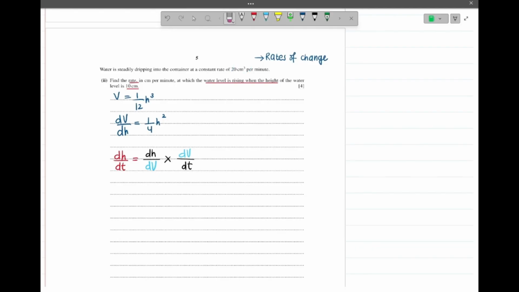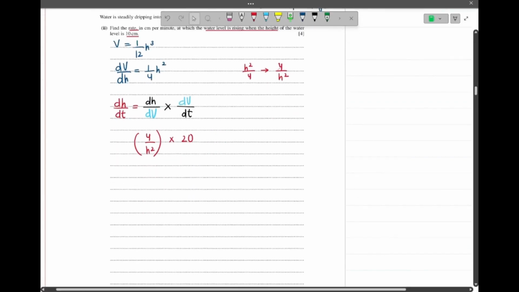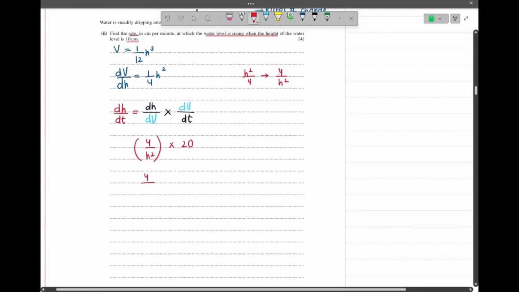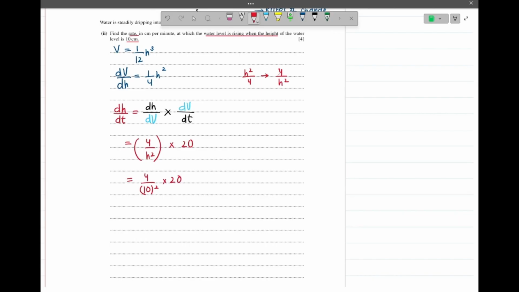And dV over dt is something that is already given to you, that is 20. So I can just inverse this. It's h square over 4. So if I inverse that, it's going to become 4 over h square. So I can plug this in, 4 over h square into, the value of this is already given to me over here as 20. I'll write 20. h I know is 10. I'll plug in 10 square into 20, and that's going to give me dh over dt as 0.8.